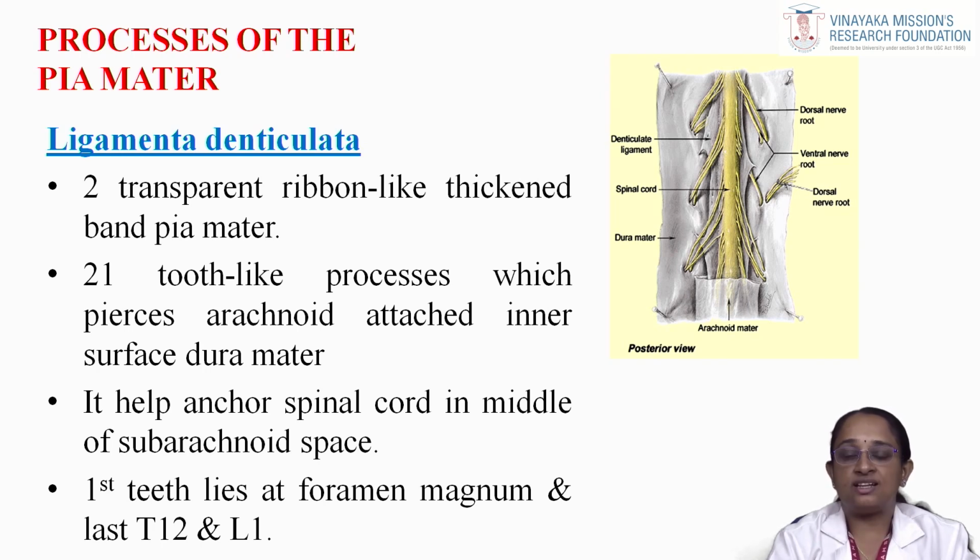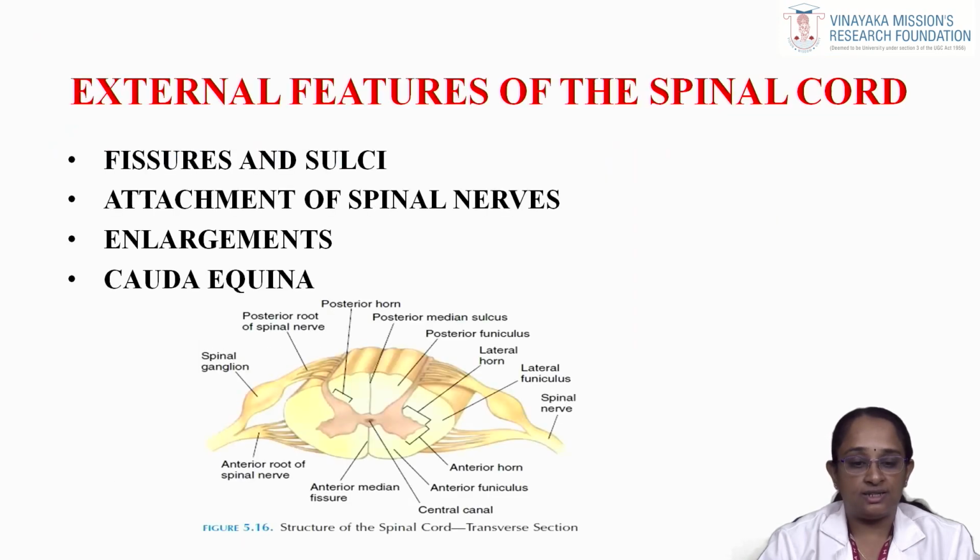We can see towards the lateral side, on either side, right and left, a thick hook-like or tooth-like structure in the spinal cord, that is called as ligamentum denticulatum. It is actually 21 in number. It is the extension of the inner pia mater towards outside. It pierces the arachnoid mater and dura mater, and it comes outside and is expressed as a tooth-like structure, that is called as ligamentum denticulatum. This is the external features of the spinal cord.